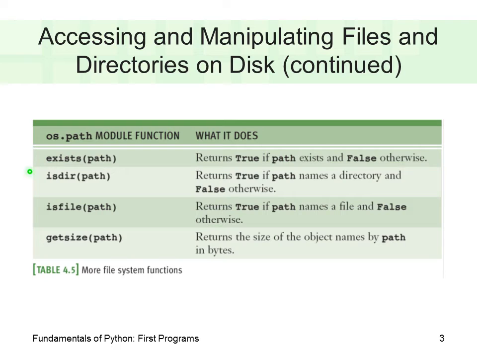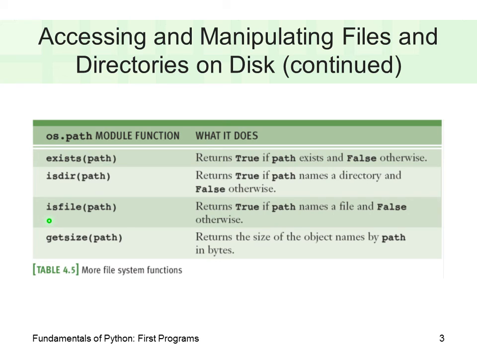Some more of these functions. exists will return true if this path, now remember path stands for a directory or a file name, exists, and false otherwise. Here we can check if the name path is a directory or not. It might be a directory or a folder. It might be a file name. If it's a directory or folder, it will return true. If it's a file name, it will return false.